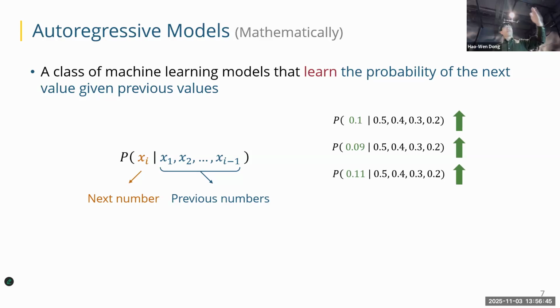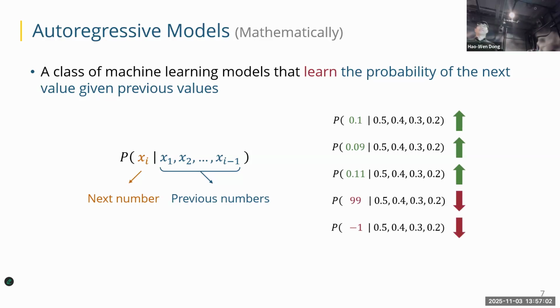Think about 0.5, 0.4, 0.3, 0.2. What could the next number be? If there's some pattern, 0.1, 0.09, 0.11 sounds likely. On the other hand, jumping to 99 or minus 1 would be less probable. So this idea of autoregression can be extended to waveforms, even though it sounds crazy. But deep learning models are crazily powerful, so people just tried it and somehow it works.